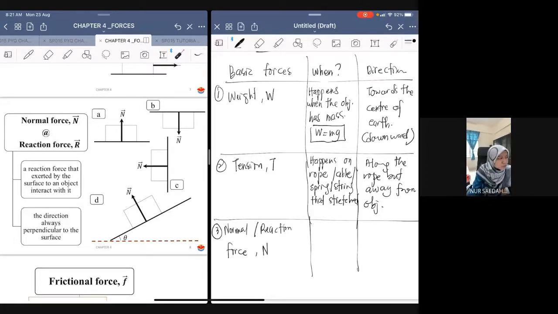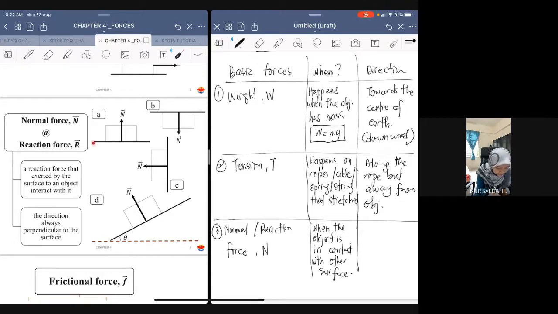Okay, so macam mana? Bila berlakunya normal reaction force? Bila ada dua permukaan yang bersentuhan. Dia in contact. Okay, so when the object is in contact with the other surface. Okay, good. So when the object is in contact ataupun bersentuhan with other surface. Okay, so a reaction force that exerted by the surface to an object interact with it. Okay, so itu definitionnya.